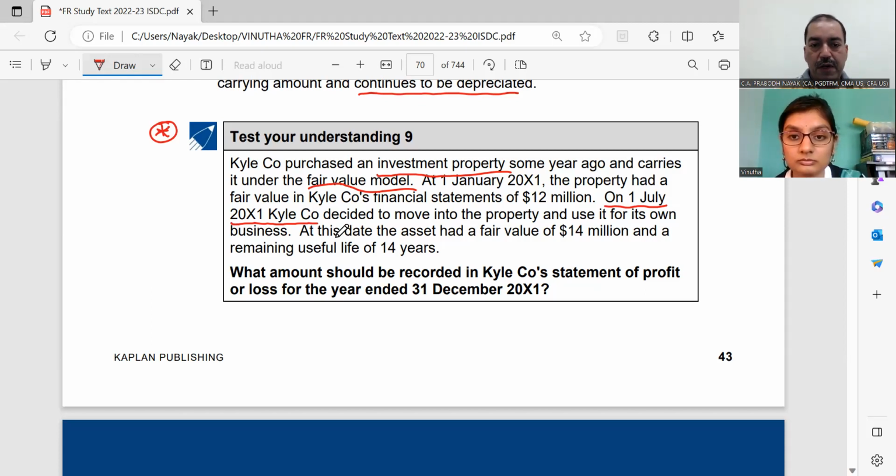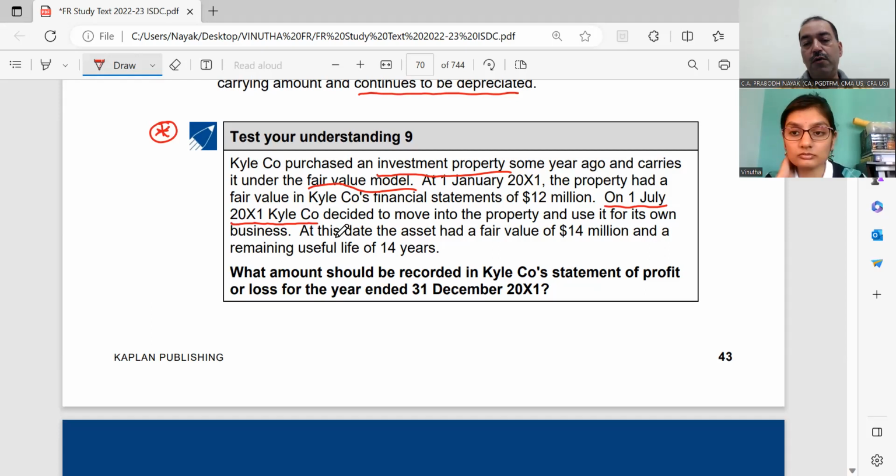First, it is an investment property and it was under the fair value model. So now you will have to revalue the property. Originally it was showing a value of $12 million. We have to now revalue it to $14 million. So there will be a revaluation surplus. Now the revaluation surplus cannot be shown in OCI because it is IAS 40. So the revaluation surplus will be transferred to SOPL. Now, how much are you transferring to SOPL? You are going to transfer $2 million. From 12 to 14, there has been an increase of $2 million.